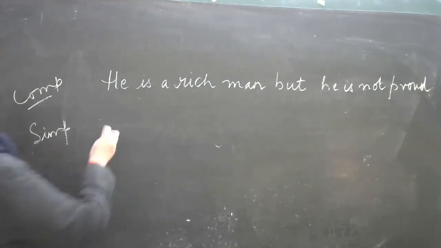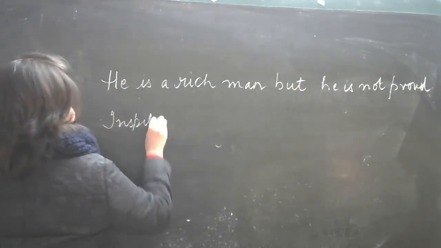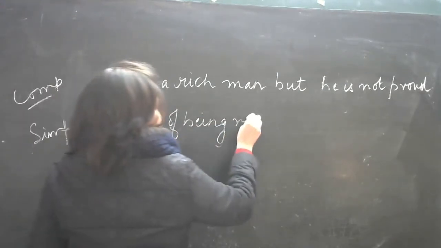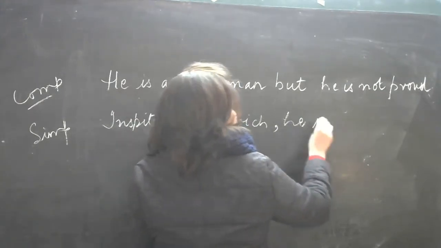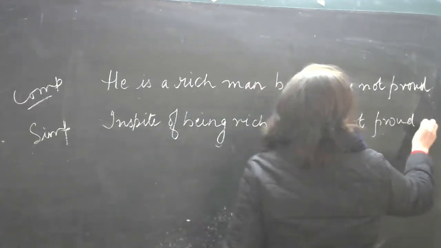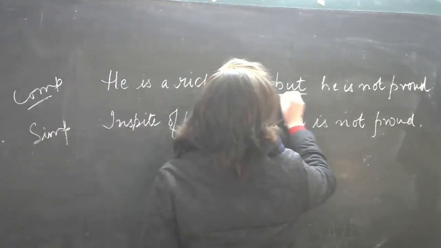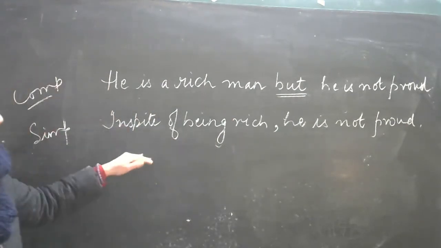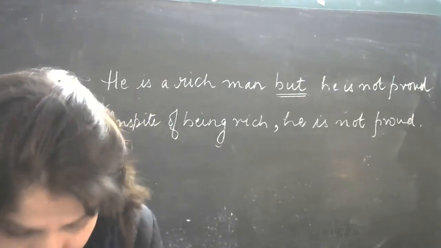Now, I'll change it into a simple sentence. In spite of being rich, he is not proud. Right? So what I have done is I have removed the conjunction that makes it look like a compound sentence and I've changed it into a simple sentence. Right? Let's see the next one.